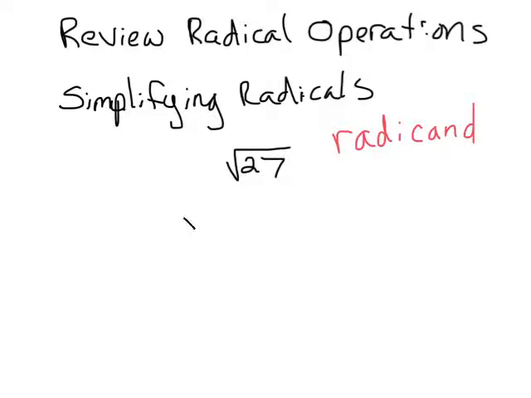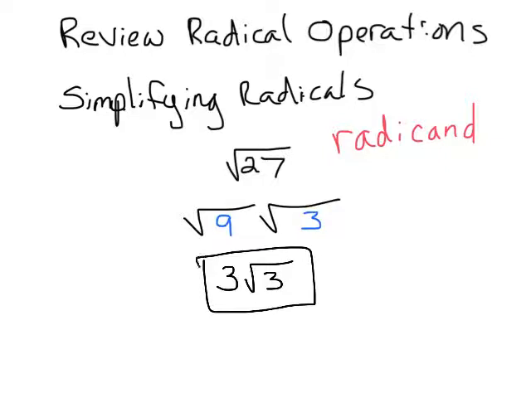So the first thing you do is you're going to put down two square root symbols. And what I want to do is think about the factors of 27. I want the largest perfect square that's a factor of 27, and that would be 9. And then 9 times 3 would be the 27. Then you take the square root of the perfect square, and you leave the other radicand under the radical sign. So the square root of 9 is 3, and your final answer is going to be 3 radical 3.